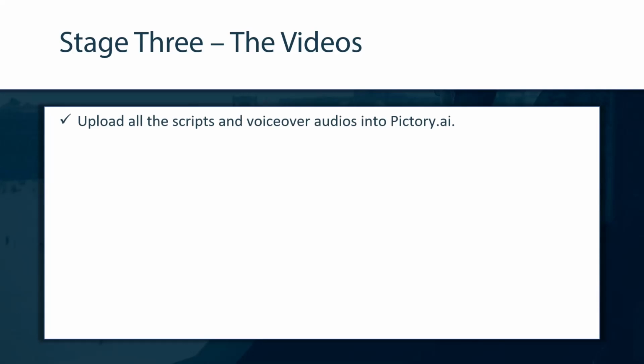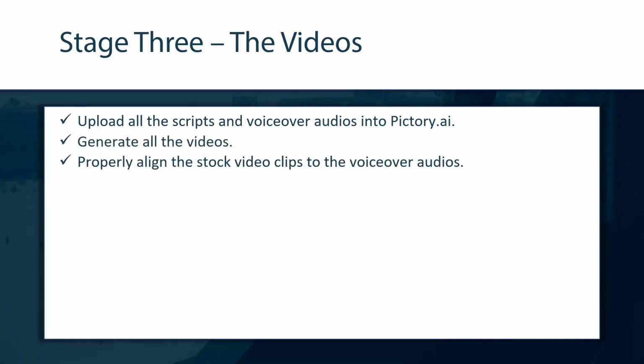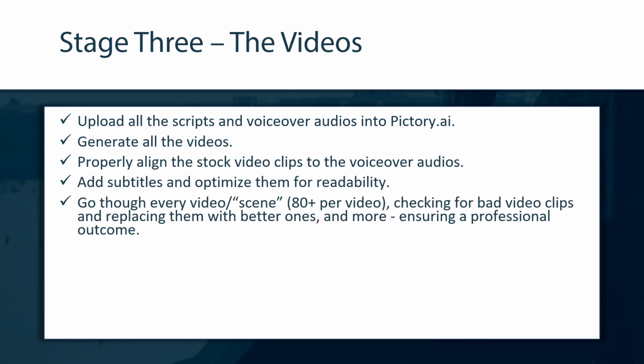We will upload all of these scripts and the voiceover audios into Pictory AI for you. We'll then generate all the videos and stock video clips for each different sentence in the video. We'll then properly align the stock video clips to the voiceover audios and then add subtitles as I showed you earlier on and optimize them for readability. Sometimes it can put like white text on a yellow background, which is really bad and is very unreadable. So we'll fix that for you as well.